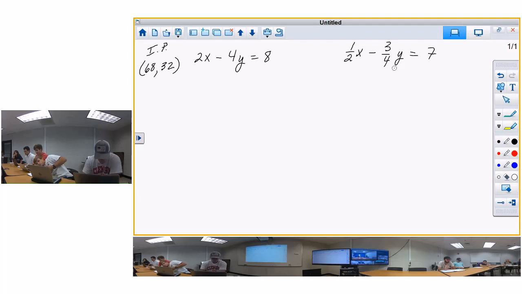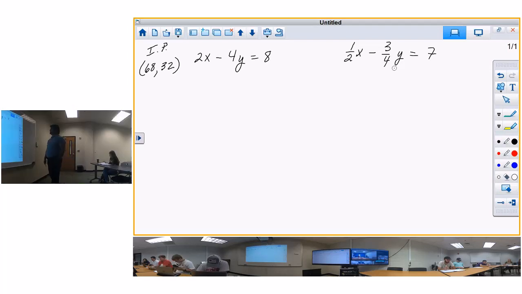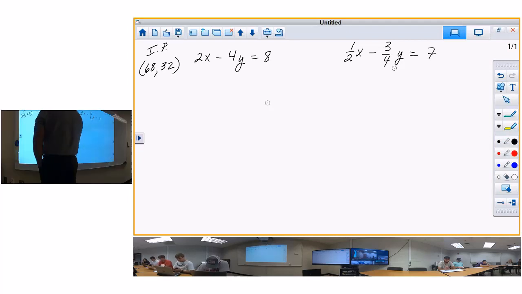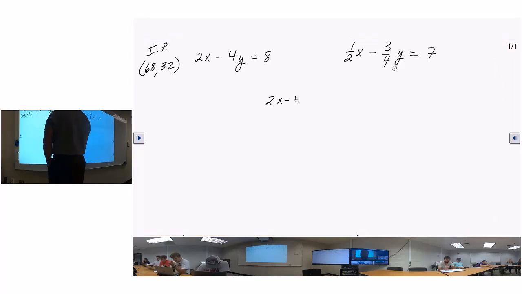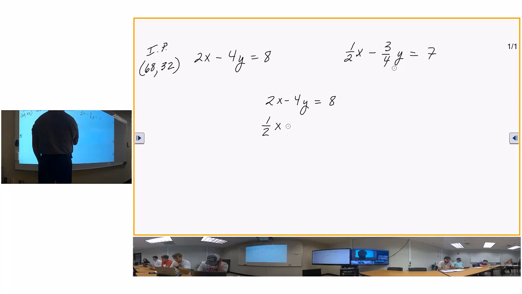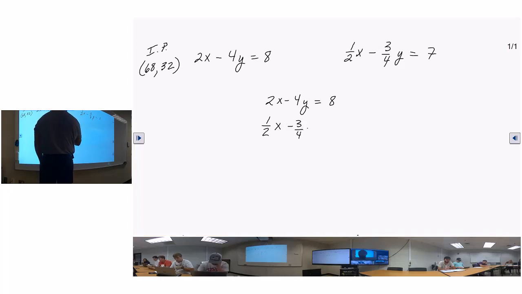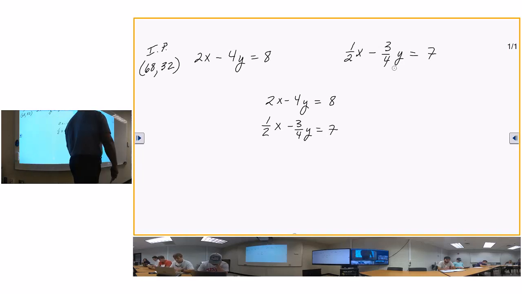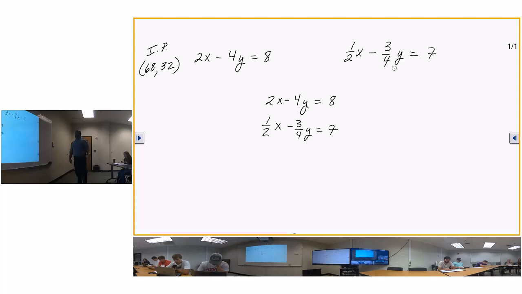So what do I need to multiply to get rid of the y? Let's just rewrite it: 2x minus 4y is equal to 8, and 1/2 x minus 3/4 y is equal to 7. Now, is there any way I can make this easier? Yes, I could multiply through by 8 and make that bottom one a whole number. Okay, I could do that.